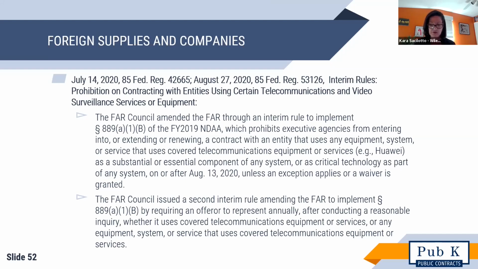The interim rule includes a representation in FAR 52.204-24 that is made in the System for Award Management, or SAM, that requires the offeror to represent after reasonable inquiry whether they do or do not use covered telecommunications equipment or services, or equipment, systems, or services that use covered equipment, services, or systems. To assist in making that representation, the interim rule does provide some moderately helpful high-level guidance on what is a reasonable inquiry within a contractor's supply chain, and what is frankly not required.